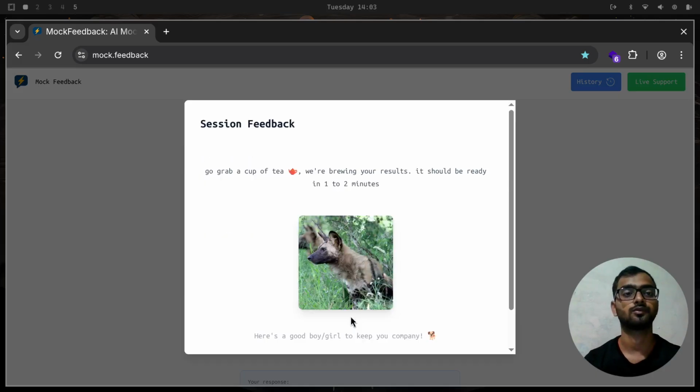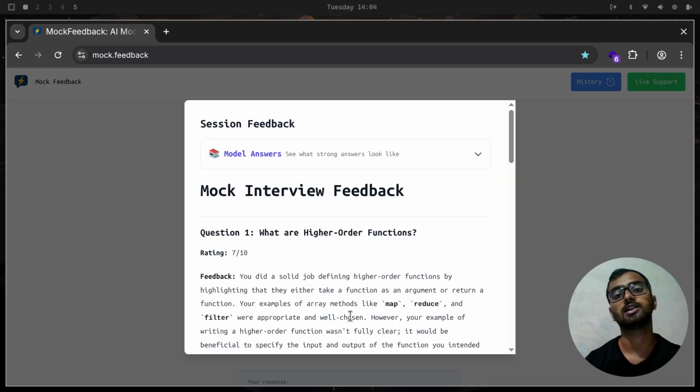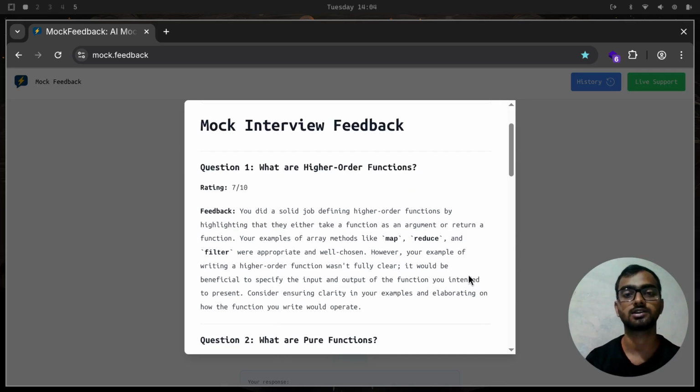This was mock.feedback AI, using which I conducted my short interview, and it asked about higher order functions, pure functions, impure functions, and the one thing that I got stuck with is calculating Fibonacci numbers and using recursion. So let's see what feedback it has given.